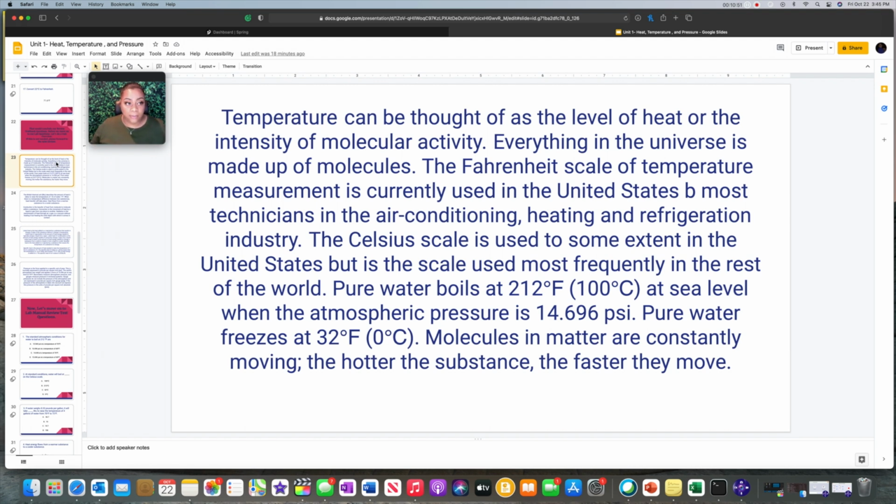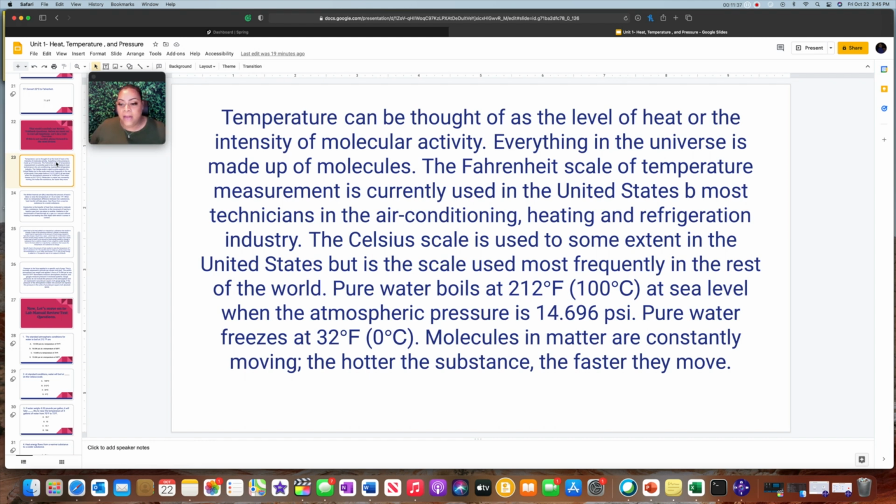Things that you should remember: pure water boils at 212 degrees Fahrenheit, which is about 100 degrees Celsius. Just something that we should remember in our mind. But all of these measurements are done at sea level. And so when the pressure is at 14.696 psi, that is what tells us that water boils. Now, when water freezes, it's going to be at 32 degrees Fahrenheit, which is 0 degrees Celsius, okay? These are just things that we should remember.